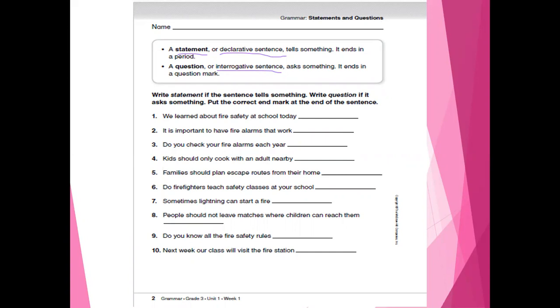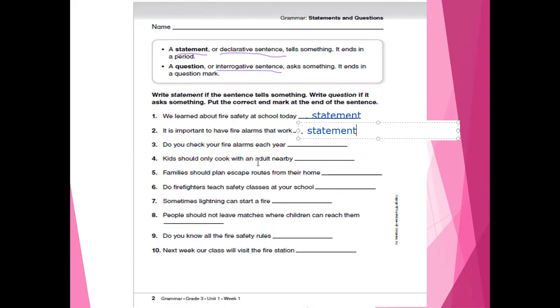Number 1, we learned about fire safety at school today. Here it tells something, that they learned about fire safety at school today. So we have to put a period or full stop at the end and write statement. It's important to have fire alarms that work. Here they tell us something or they give us advice. It's important to have fire alarms that work. So this is a statement.